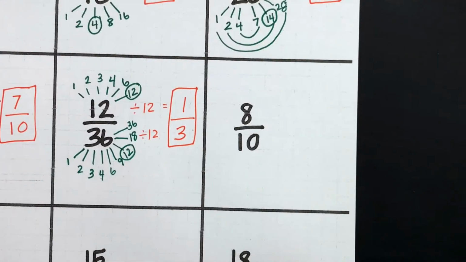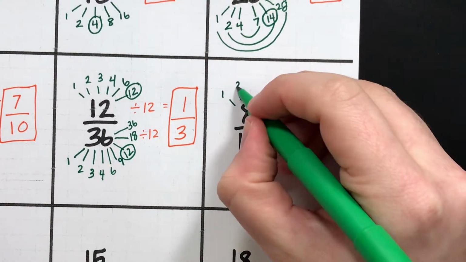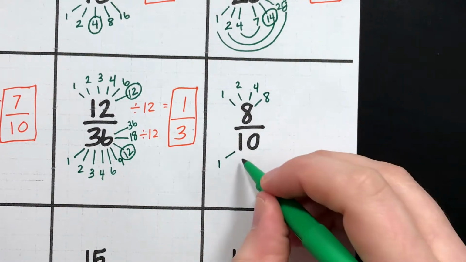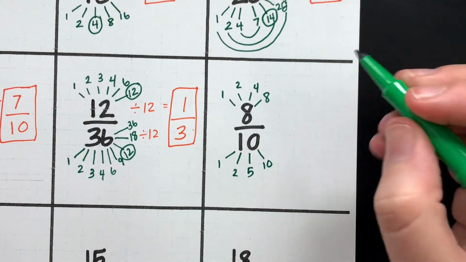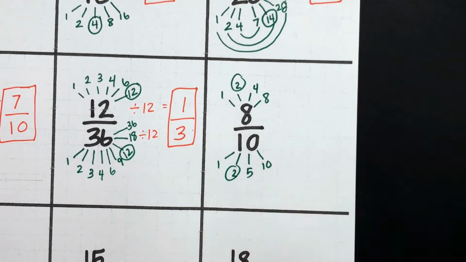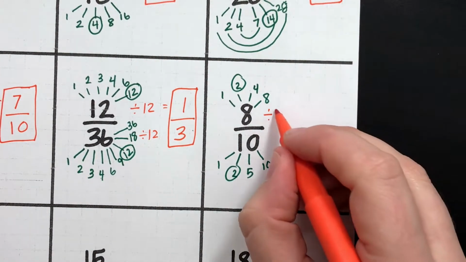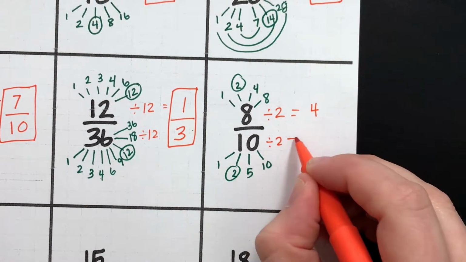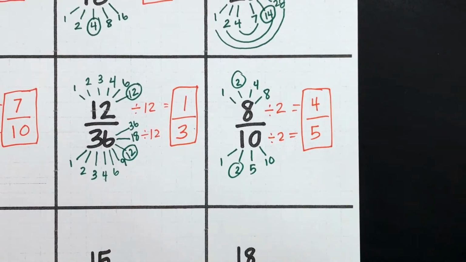Okay? All right, 8/10. Factors of 8 are 1, 2, 4, and 8. For 10, we have 1, 2, 5, and 10. Our greatest common factor is 2. So sometimes they're not all that big, but at least they're still a greatest common factor. Okay, so let's divide both sides by that GCF, and we end up with 4/5. 4/5 is the lowest version of 8/10.